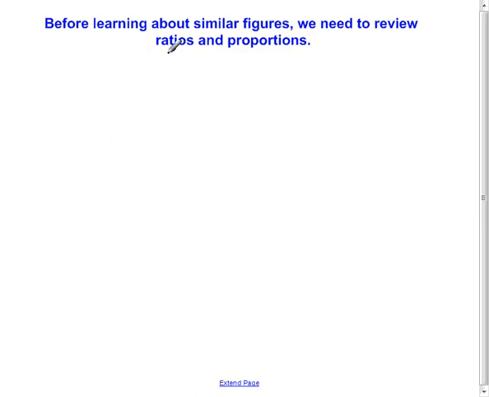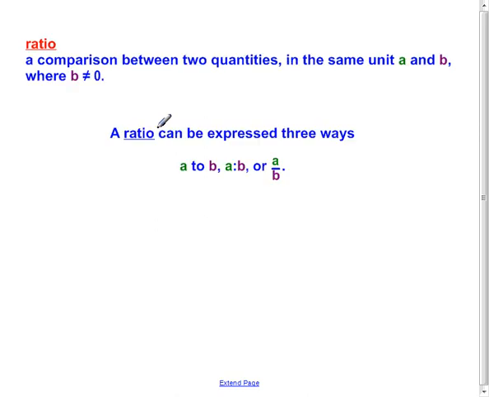Okay, so we're going to start learning about similar figures, not congruent figures. This will be similar, and you already know a little bit about it. But before we go into that, we're going to have to talk about ratios and proportions. So a ratio is just a comparison between two quantities. They have to be in the same units.